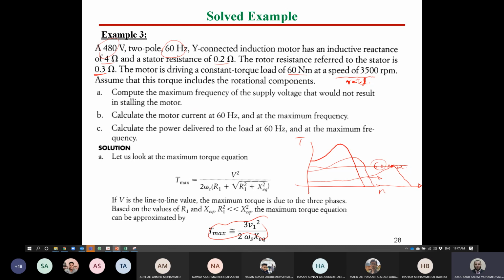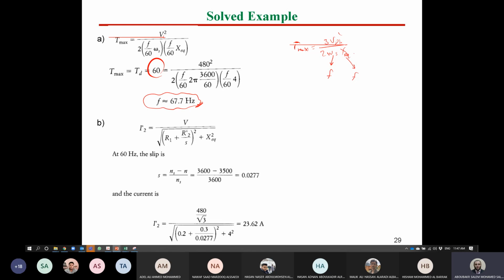The question number B: calculate the motor current at 60 Hertz and at the maximum frequency. So now we have two operating conditions, شباب. One at the maximum frequency and one at 60 Hertz. We need in number B to calculate the motor current. The same in number C, we need to calculate the power delivered at both of the frequencies. تمام? Let's calculate the current.